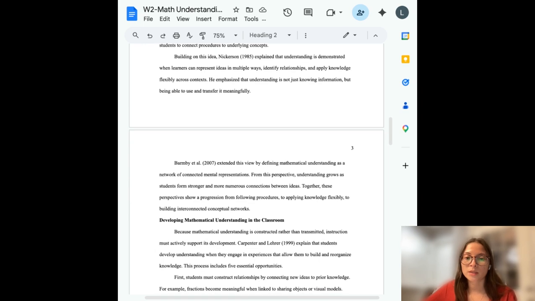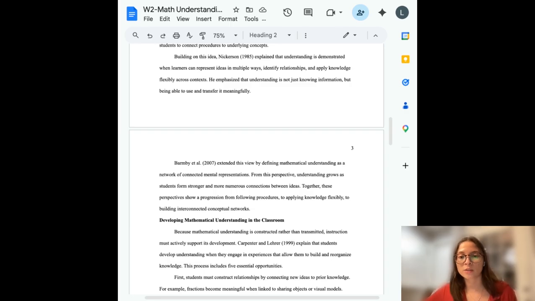I also explained a classroom process for developing understanding. Students need five main opportunities: constructing relationships, extending knowledge, reflecting on thinking, articulating their ideas, and making knowledge their own. These steps are important because they move students from passive learning to active learning. Instead of just receiving information, students are building and reorganizing their thinking through experience.